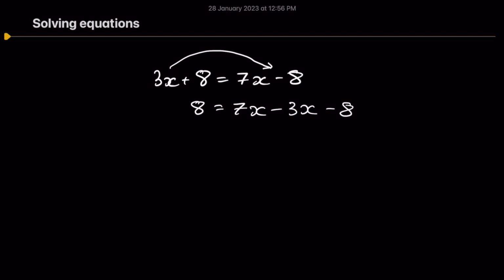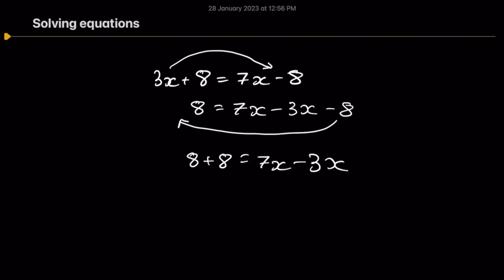Then we put all the numerical terms on one side. So we take this minus 8 and put it to the other side. Negative 8 will become positive 8. So it will become 8 plus 8 is equal to 7x minus 3x. Now we can just simplify this. 8 plus 8 is 16 is equal to 7x minus 3x is 4x.